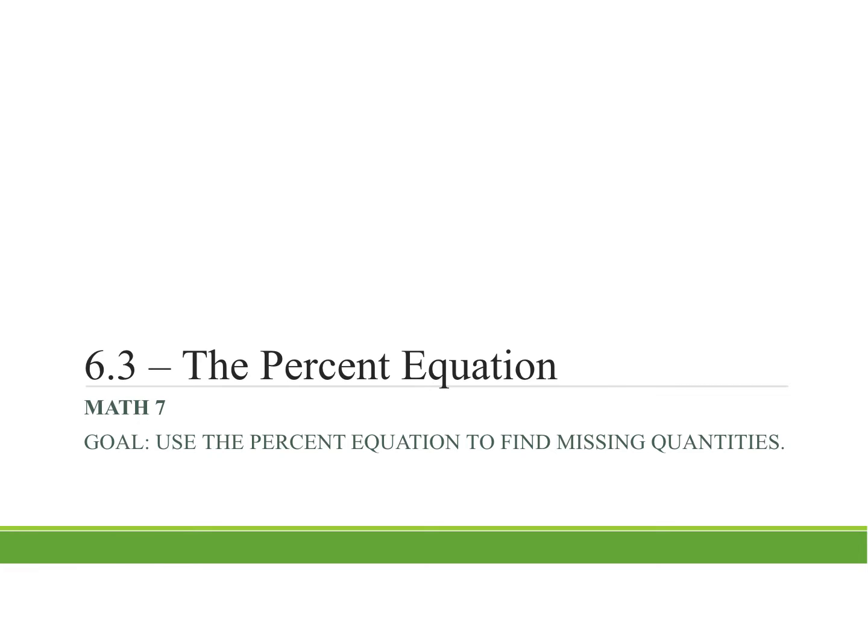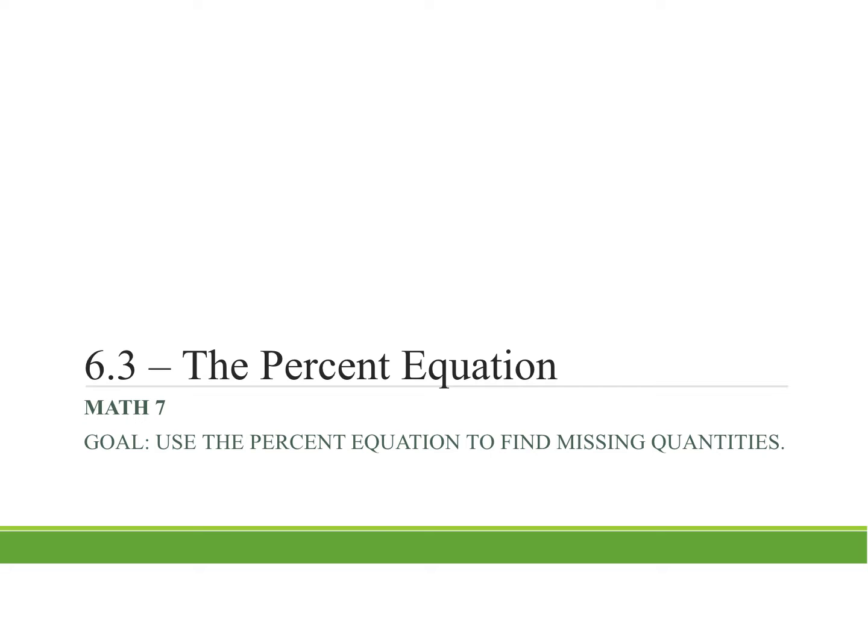Hello, and welcome to section 6.3. Today we're going to be looking at what we call the percent equation. And as I mentioned to you in 6.2, this is another method that we're going to learn how to use to solve percent problems. And I would like you to try to use the percent equation today on your homework.